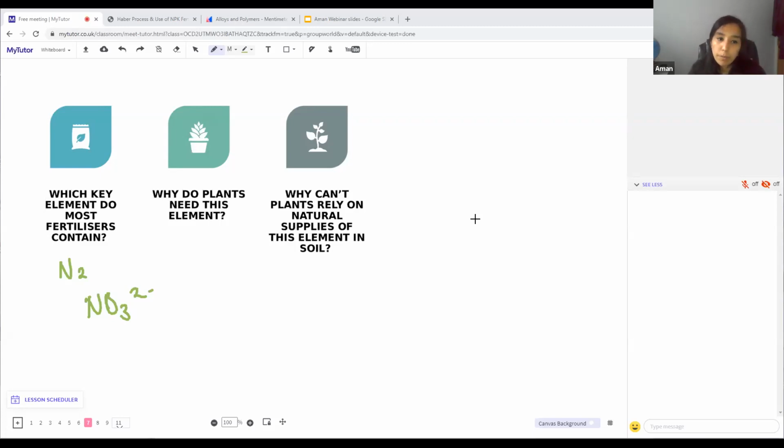Not to make chlorophyll. Anyone else want to have a go? What do nitrates? Yeah, excellent. So someone has said to form proteins. Brilliant, very well done. So nitrates help plants to make proteins, and they need proteins to grow.